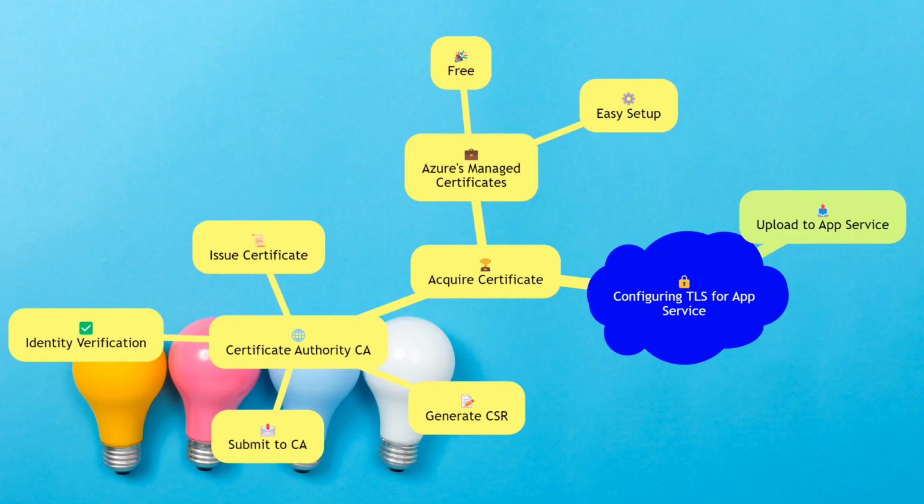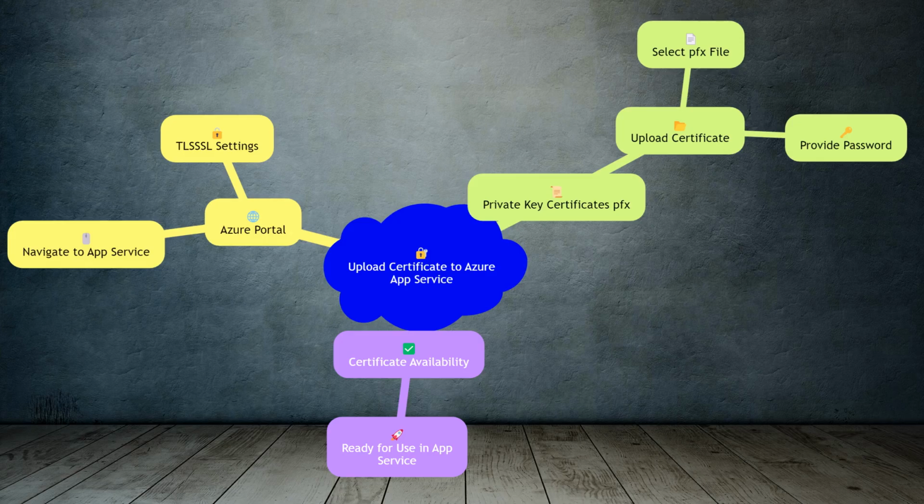To configure TLS for an app service, you first need to acquire a certificate. This can be done through a certificate authority, CA, or by using Azure's App Service Managed Certificates, which are free and easy to set up. When acquiring a certificate from a CA, you need to generate a Certificate Signing Request, CSR, and submit it to the CA. Once the CA verifies your identity, it issues the certificate, which can then be uploaded to your app service.